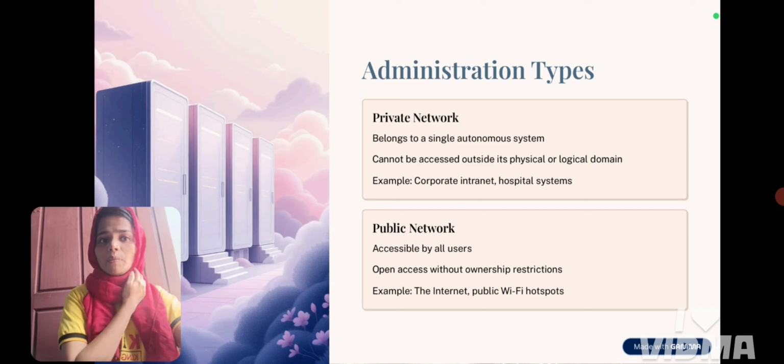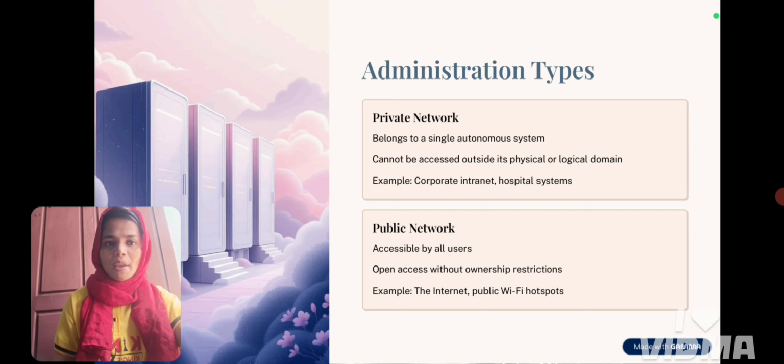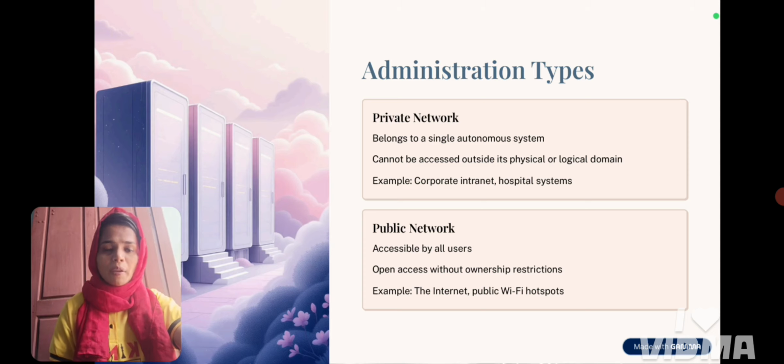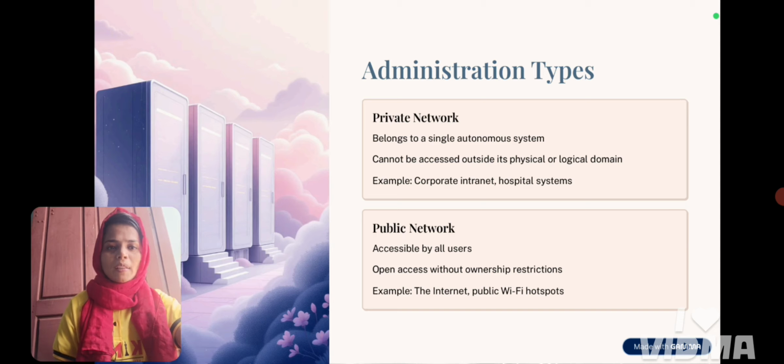Private network belongs to a single autonomous system and cannot be accessed outside the physical or logical domain. Examples: corporate intranet, hospital systems. Public network means everyone can access everything. It is accessible by all users, with open access without ownership restriction. Examples: the internet, public Wi-Fi hotspots. In the railway station and airport, they are providing free Wi-Fi. That is also a public network. We can access it without any restrictions.